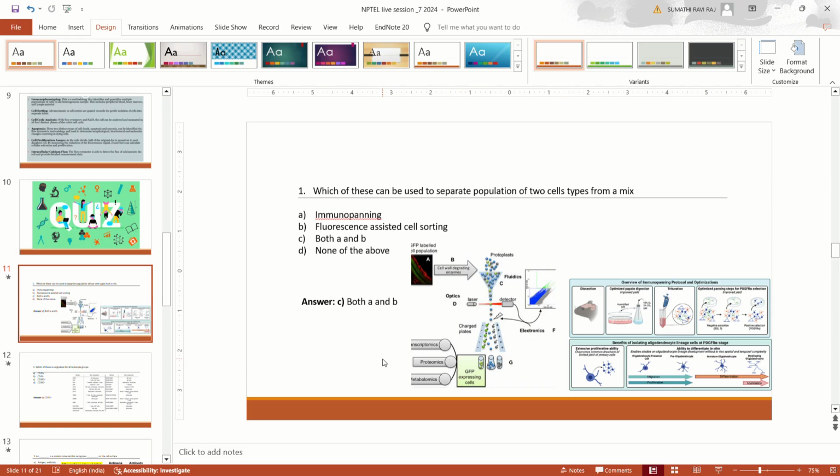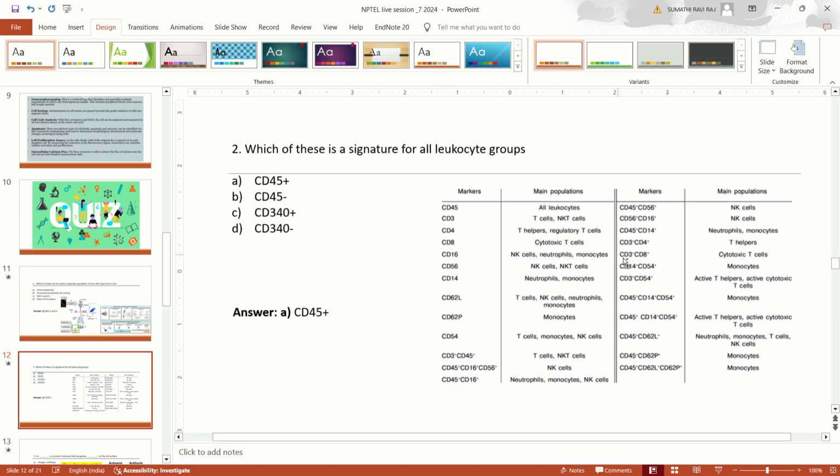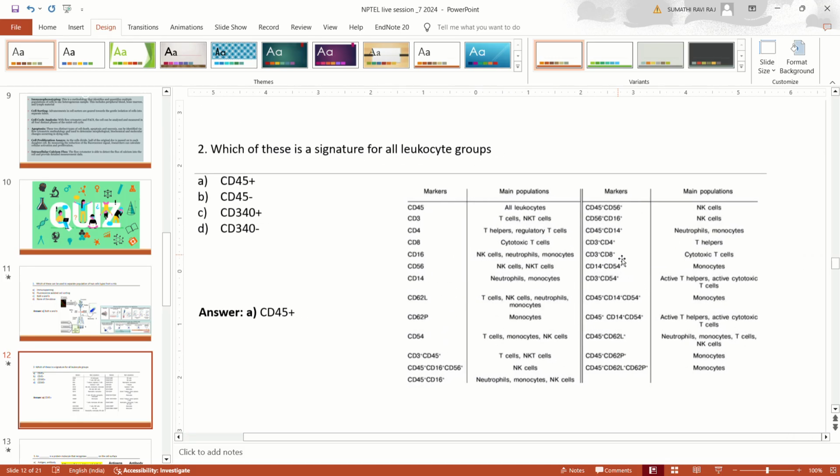The next question is, which of these is a signature for all leukocyte groups? For all leukocyte groups, CD45 is always there. So these will all be CD45 plus. Now you can see here different markers that are present on different populations of cells. Why we have to know this is that you can take advantage of these specific markers on these cells to isolate and identify them. Your CD45 is present on all leukocytes.